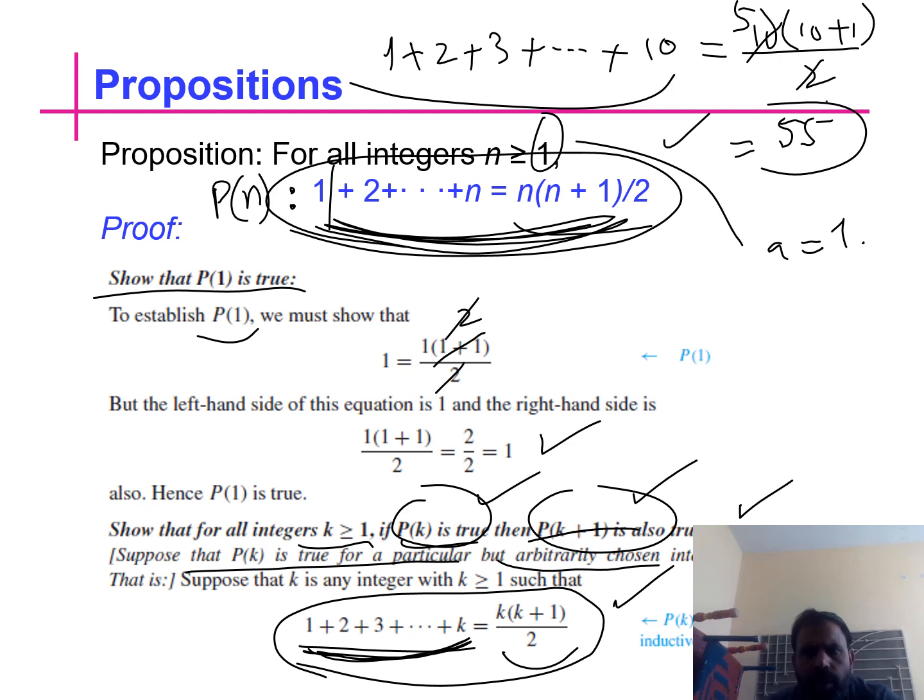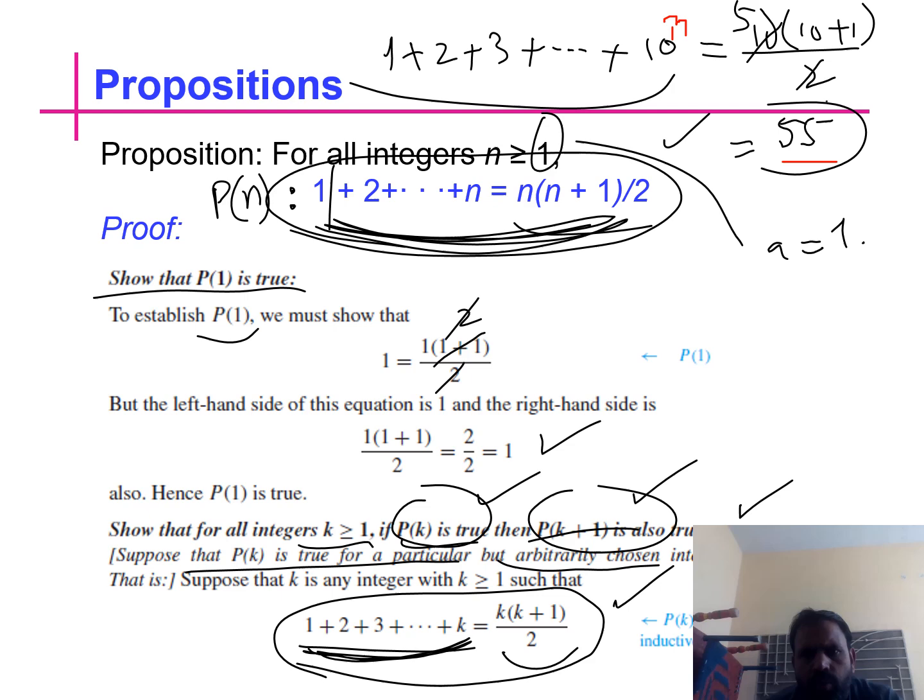Proposition: for all integers n greater or equal to 1, P of n is 1 plus 2 plus up to n, which will become n into n plus 1 by 2. It can also be checked by this example, 1 plus 2 plus 3 up to 10, where n is 10. So this will become 10 into 10 plus 1 by 2, which is 55.